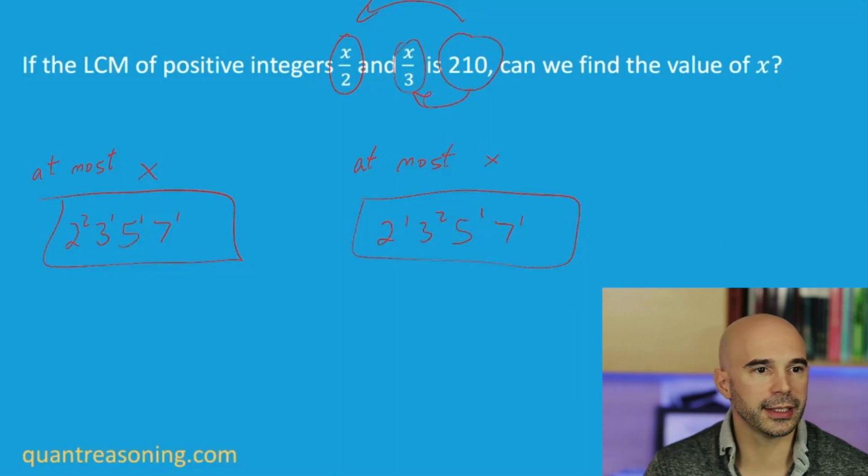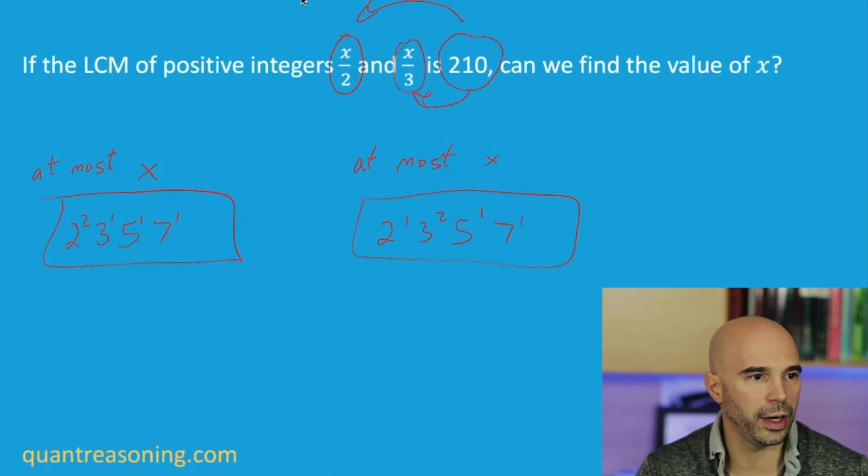Now, how do you reconcile the fact that on the one hand, x has at most 2 squared, and on the other hand, x has at most 2 to the power of 1? Who's right? Who's lying? Well, neither of them is lying. They're both telling the truth. But if they're both telling the truth, then would you say that at most there's 2 of them, or at most there's 1 of them? At most 1 of them.